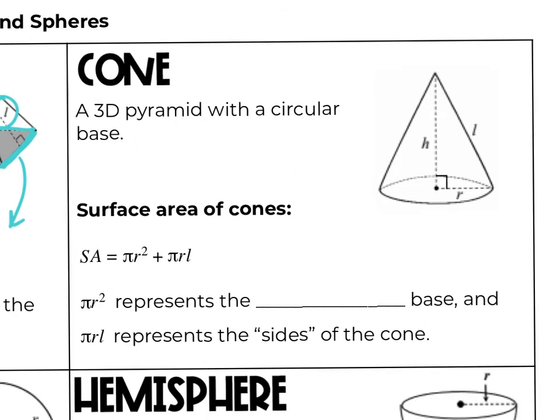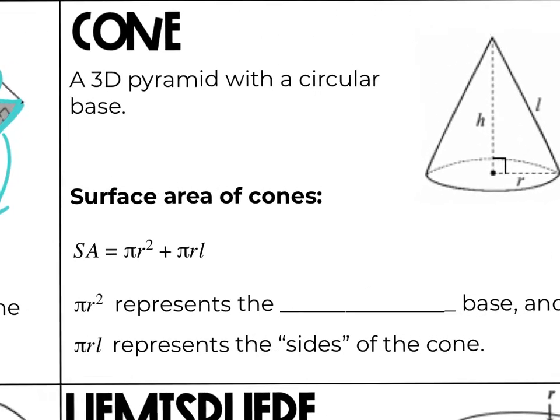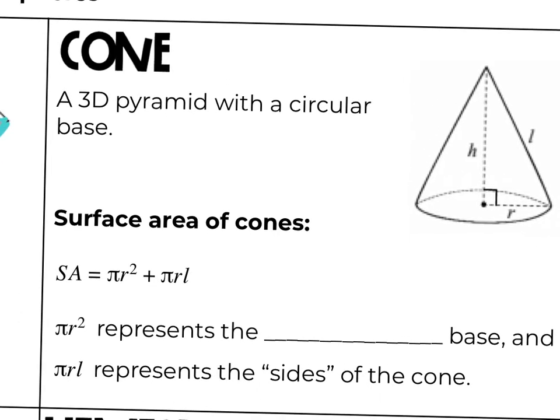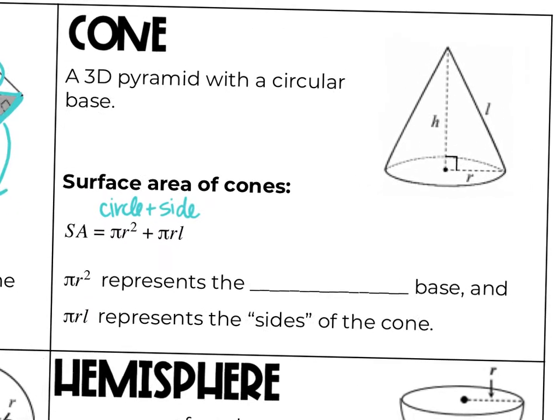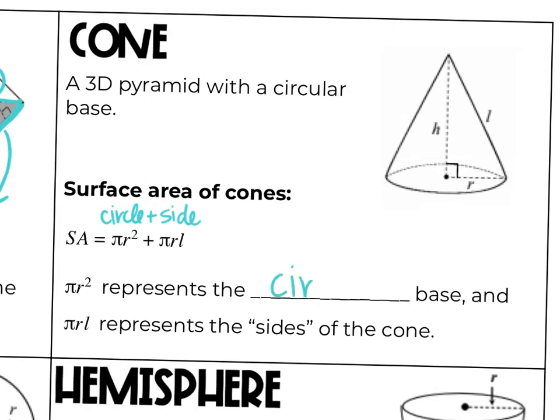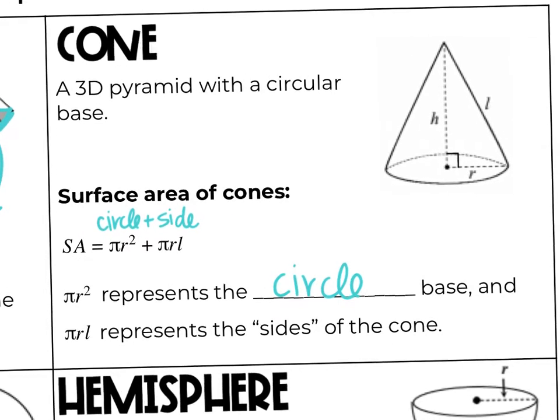Cone. So it's a 3D pyramid, sort of, but it has a circular base in this case. Since it's circular, it doesn't have those triangular sides. So your formula is pi r squared, because that's the circle base, plus, and then this is the side. Oh, I forgot I wrote that down here. So the circle base, plus pi r L, which represents the sides of the cone.